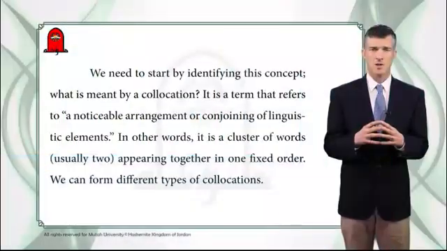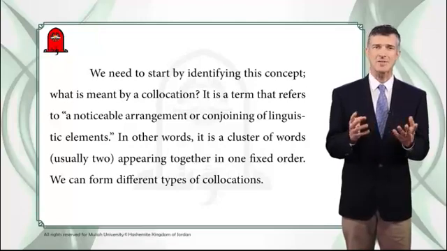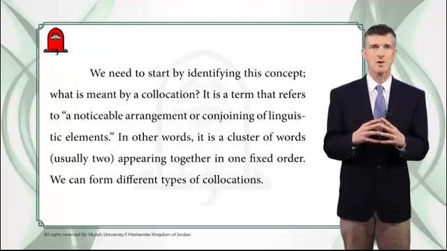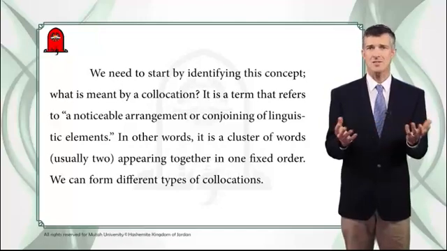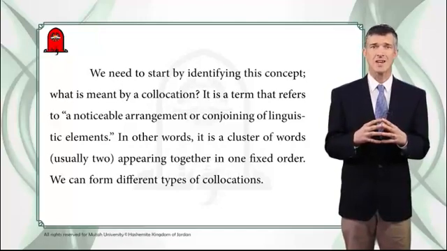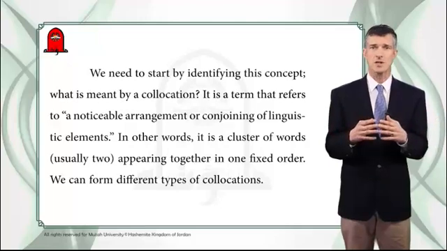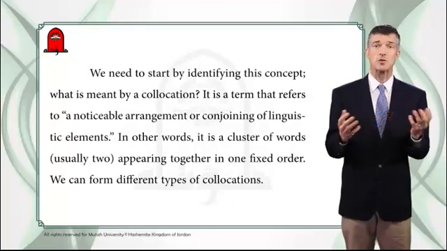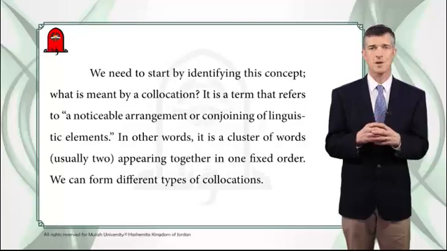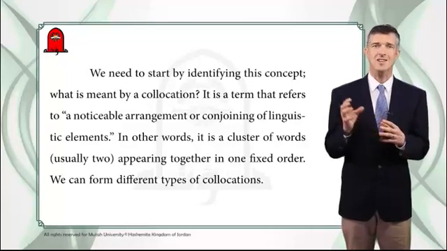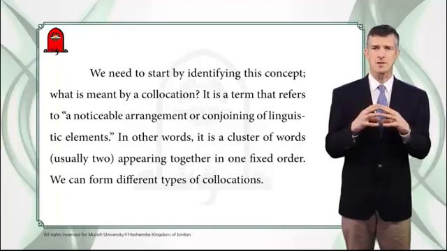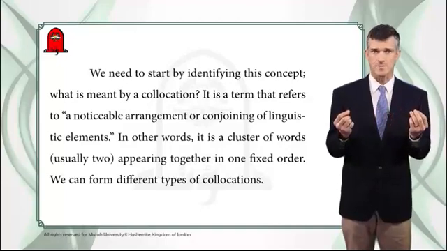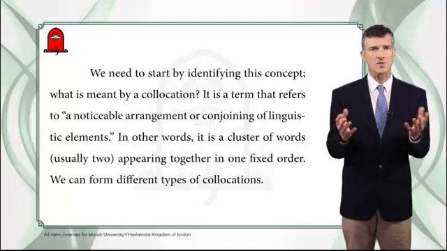Collocations. We need to start by identifying this concept. What is meant by a collocation? It is a term that refers to a noticeable arrangement or conjoining of linguistic elements. In other words, it is a cluster of words, usually two, appearing together in one fixed order. We can form different types of collocations.